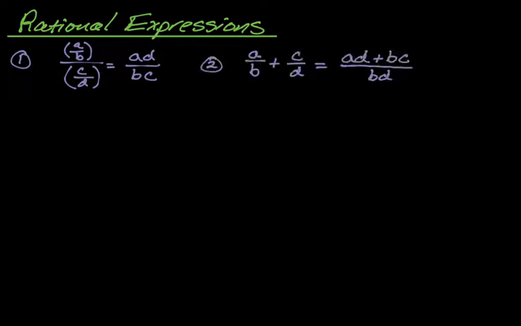The other one is just adding fractions or subtracting, doesn't make a difference. We have a over b plus c over d. That's going to be ad plus bc over bd.